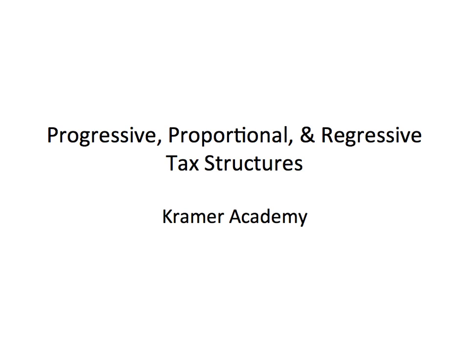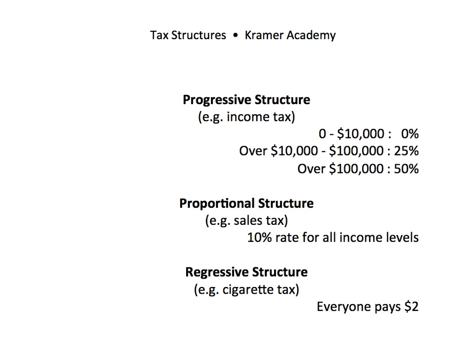A progressive structure is one where wealthier individuals pay a higher percentage of their income in taxes than individuals at lower income levels pay. A progressive structure is typical of income tax codes. For example, an income tax could have a tax rate structure where those making between $0 and $10,000 per year have a 0% marginal rate, those making over $10,000 up to and including $100,000 have a 25% marginal rate, and those making over $100,000 have a 50% marginal rate.